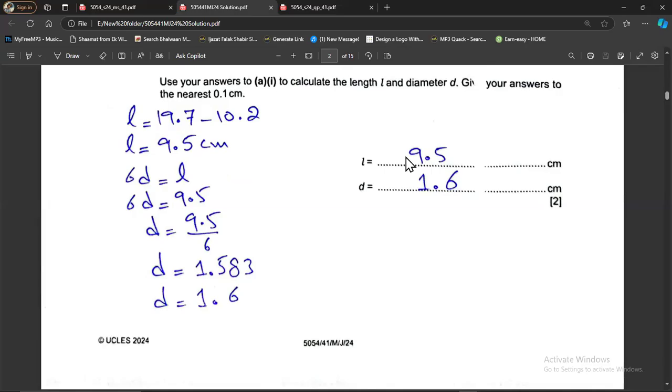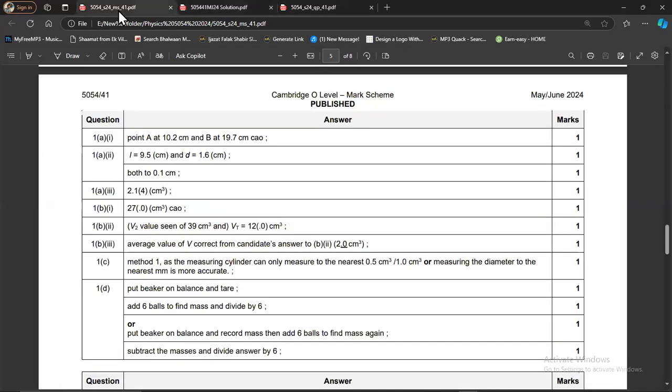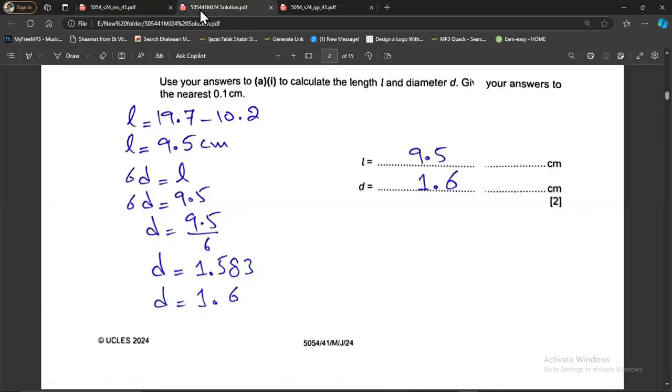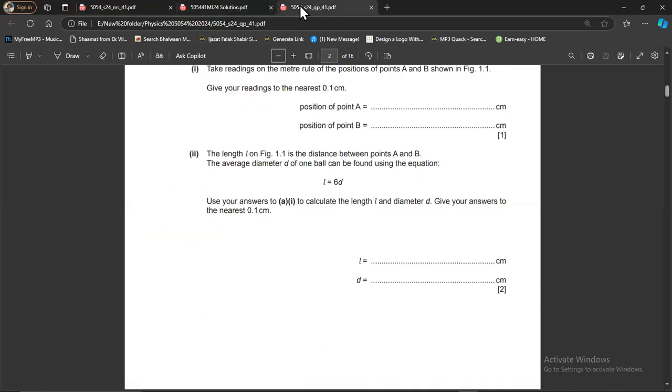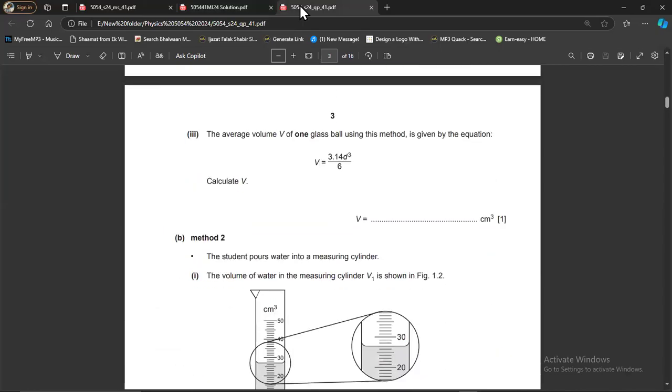So enter here that the L value is 9.5 centimeters. I hope you understand this. And the D value is 1.6. Our answers are right. You can look at the marking scheme. This is how this is done. Okay, so we are going to the next part.